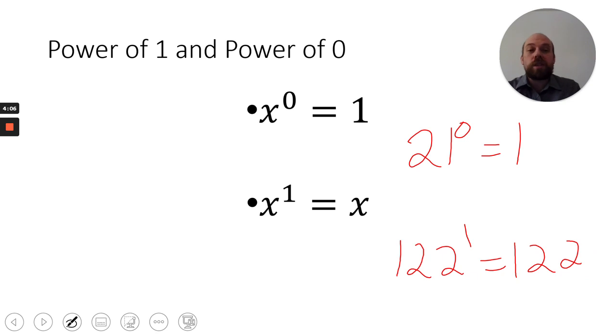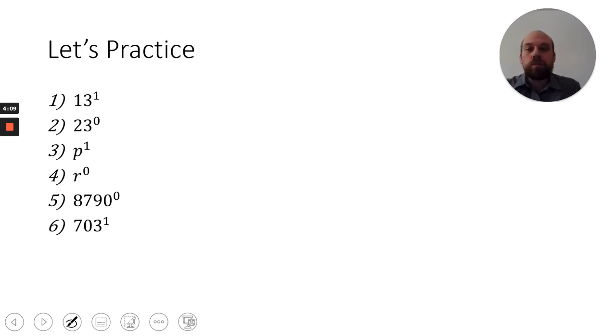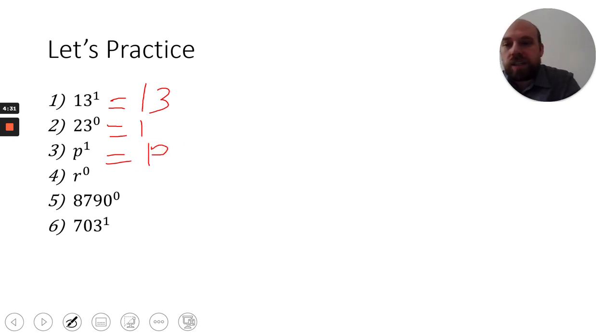So let's practice with this rule. 13 to the first power is 13. 23 to the 0 power is 1. P to the first power, sorry, P to the first power is P. R to the 0 power is 1. 8,790 to the 0 power is 1. And 703 to the first power is 703.